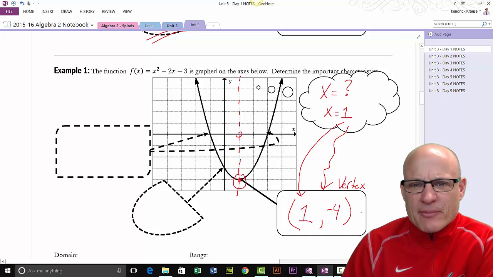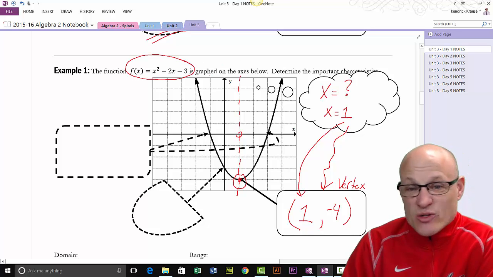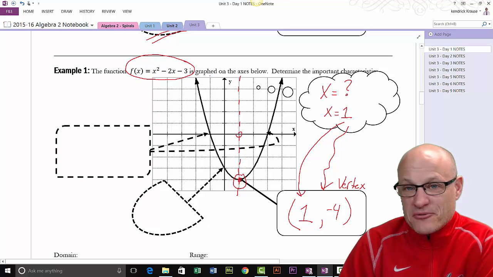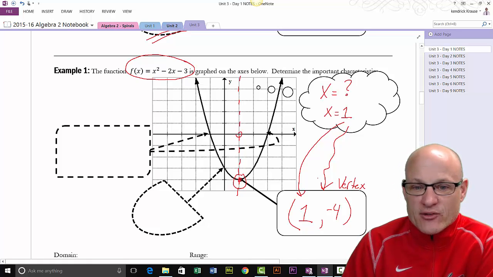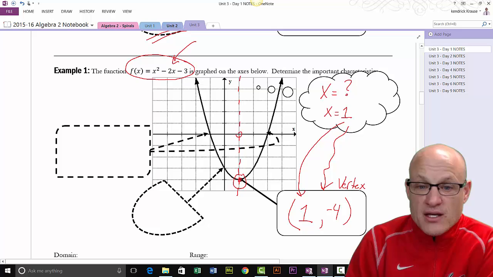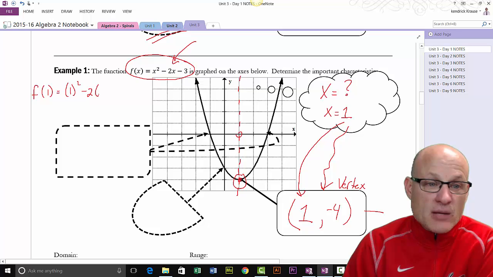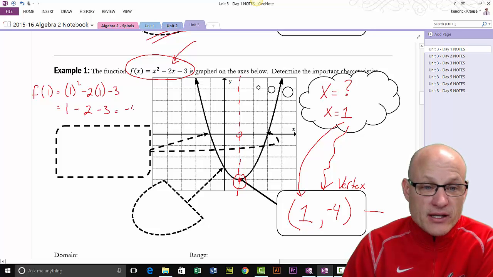Yeah, I know I can read that. But when I just give you this equation, or this function, and I don't give you the graph, then how are you going to find it? What you need to do is take this 1, actually plug it into this function, and it will pop out a -4. Let me prove that to you. f(1) is equal to 1 squared minus 2 times 1 minus 3. Well, this becomes 1 minus 2 minus 3, which is in fact -4, which is why that value is what it is.